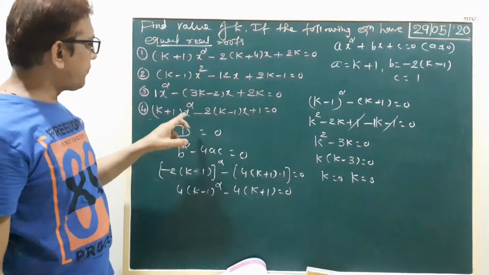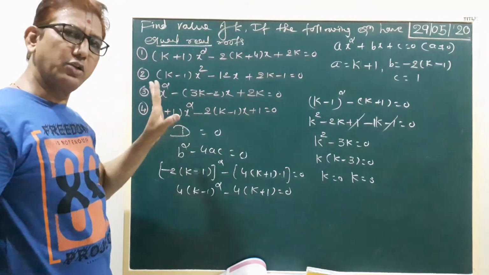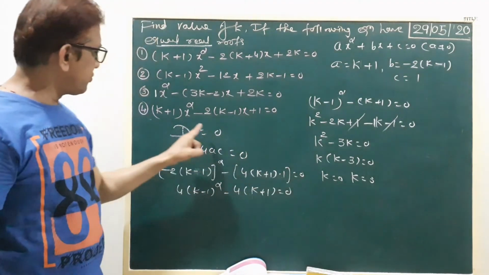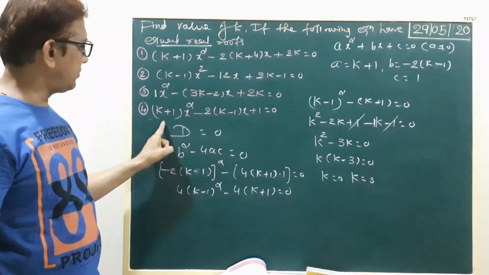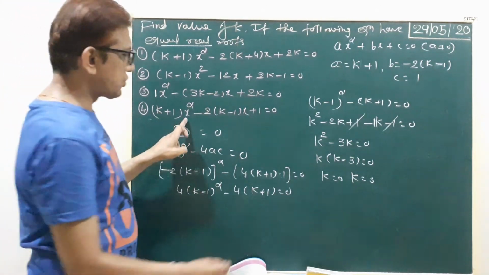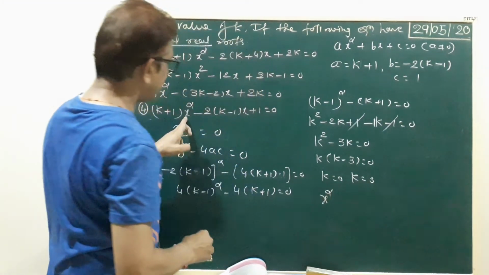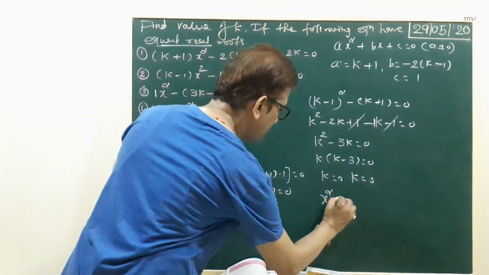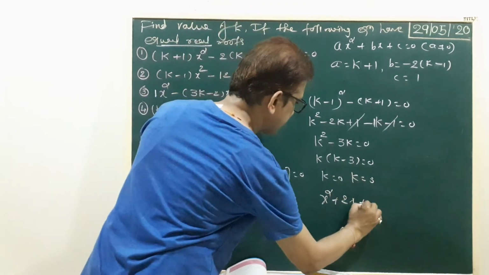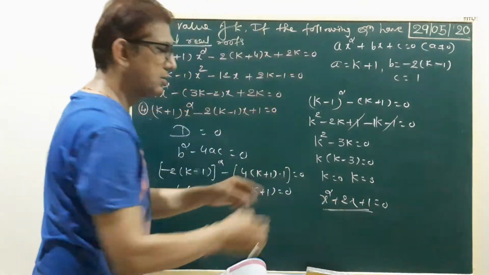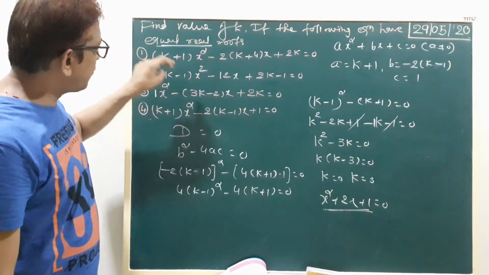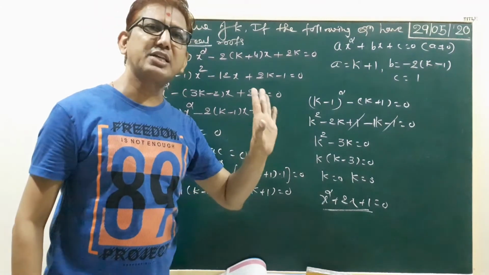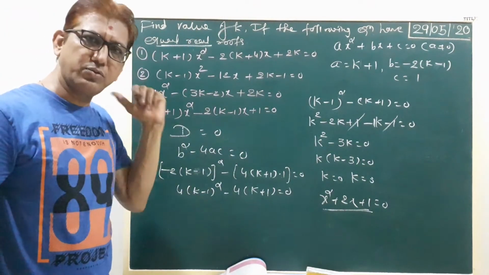You can also verify this value, and also verify in your examination. For example, put k = 0. Then only x² remains. Verify: put k = 0, so −2 into −1 is +2, so 2x, and +1 as it is. This is a perfect square. In any question, if you put the value of k, you always get a perfect square because the discriminant is 0.